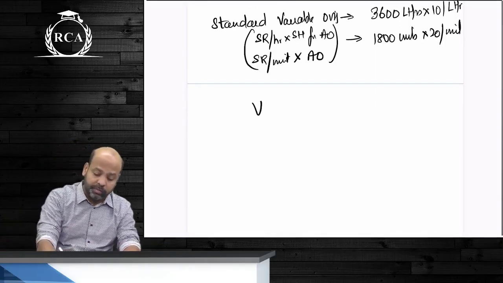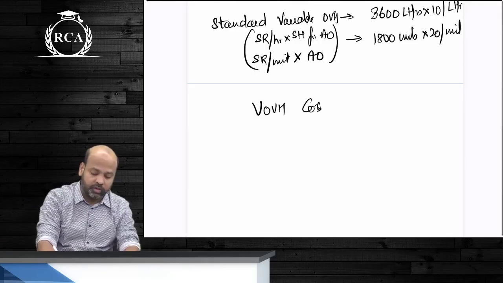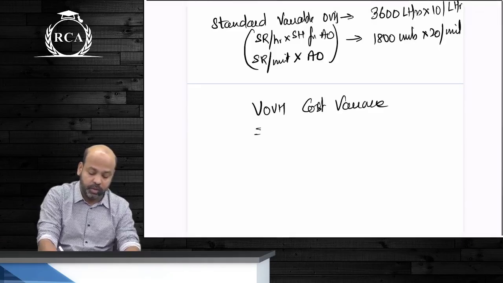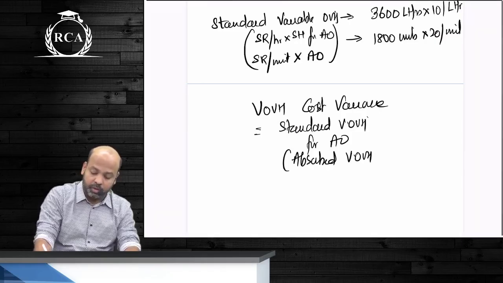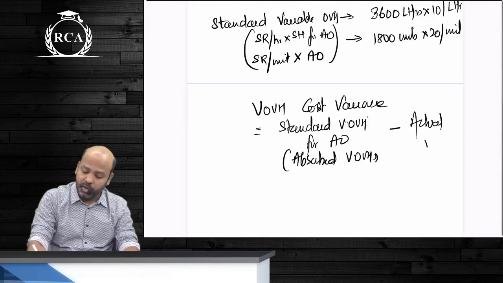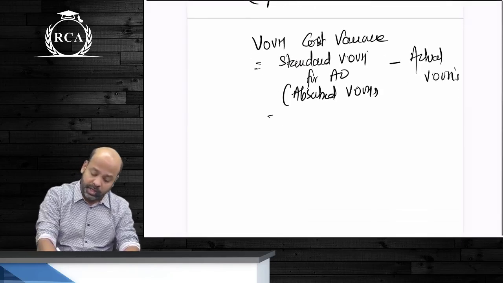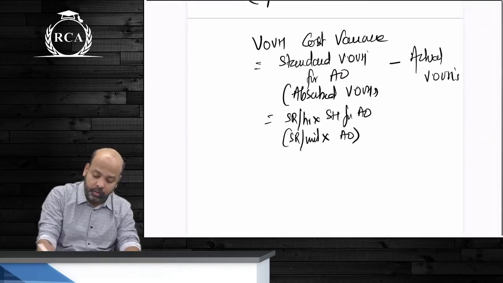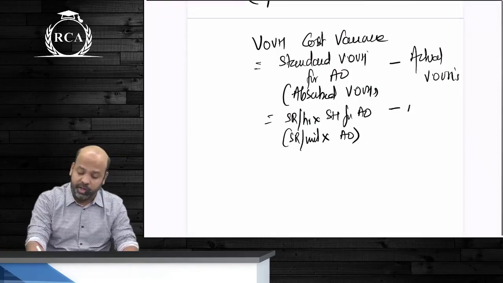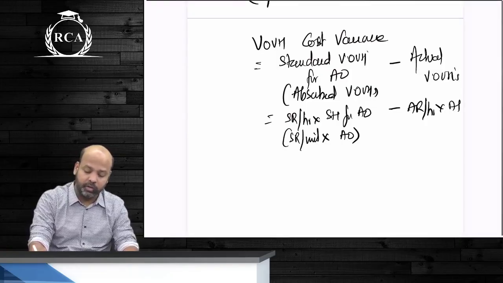So your overall variable overhead expenditure, or cost variance, will be equal to standard variable overheads for actual output, also known as absorbed variable overheads, minus the amount of actual variable overheads. Nothing new, guys. There's only one point, that I may calculate overheads on the basis of output. That is the only thing that you will have to learn. SR per unit into AO. Actual variable overheads are actuals only. It will be actual rate per hour into actual hours, or actual rate per unit into actual output.